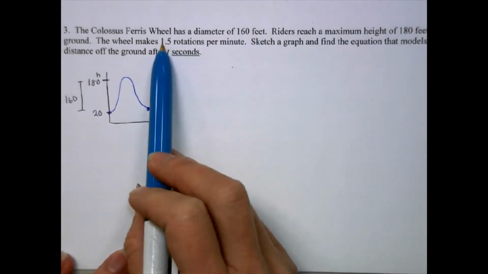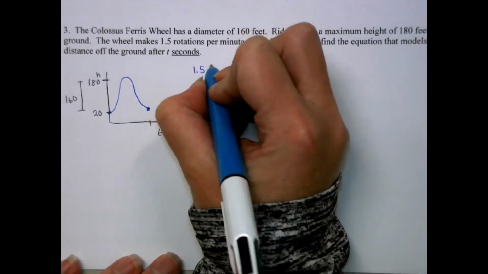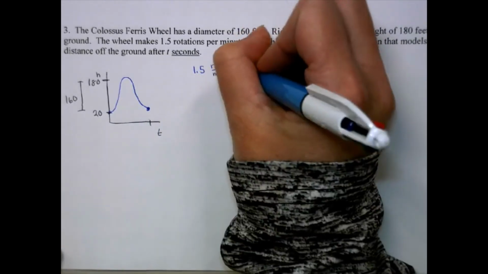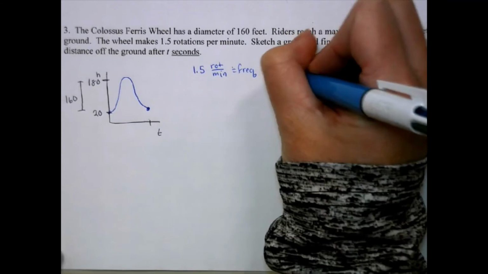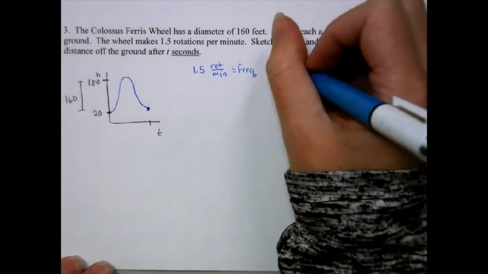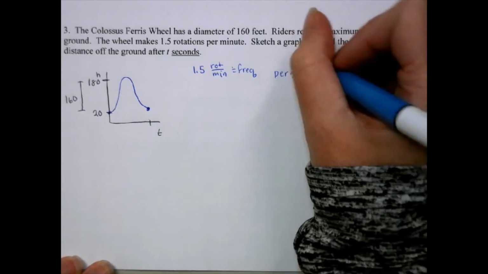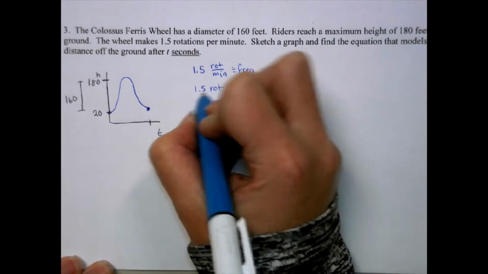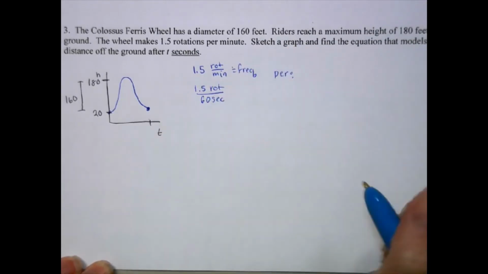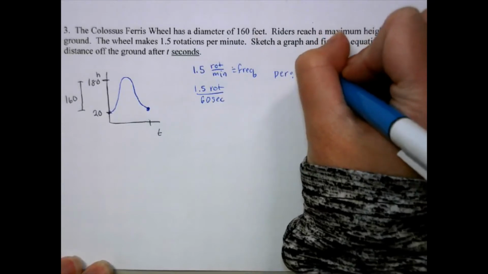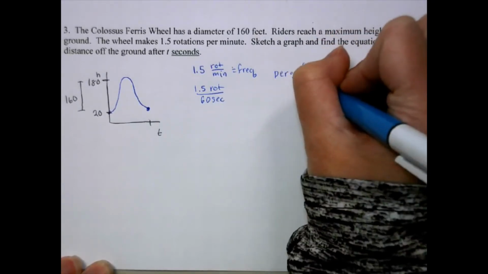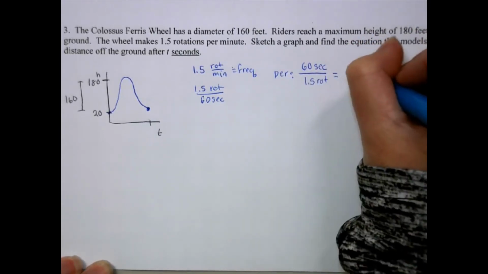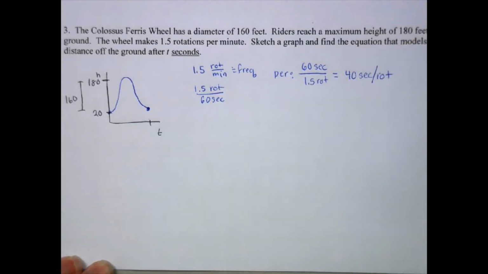Okay, so let's determine this. The 1.5 rotations per minute is going to be a frequency. So the period is going to be 1 over that. And we'll go ahead and say this is 1.5 rotations in 60 seconds. We want to turn this into seconds. So my period is going to be 60 seconds for 1.5 rotations. So if we do this division, we get 40 seconds per rotation. That's our period. So this is 40.